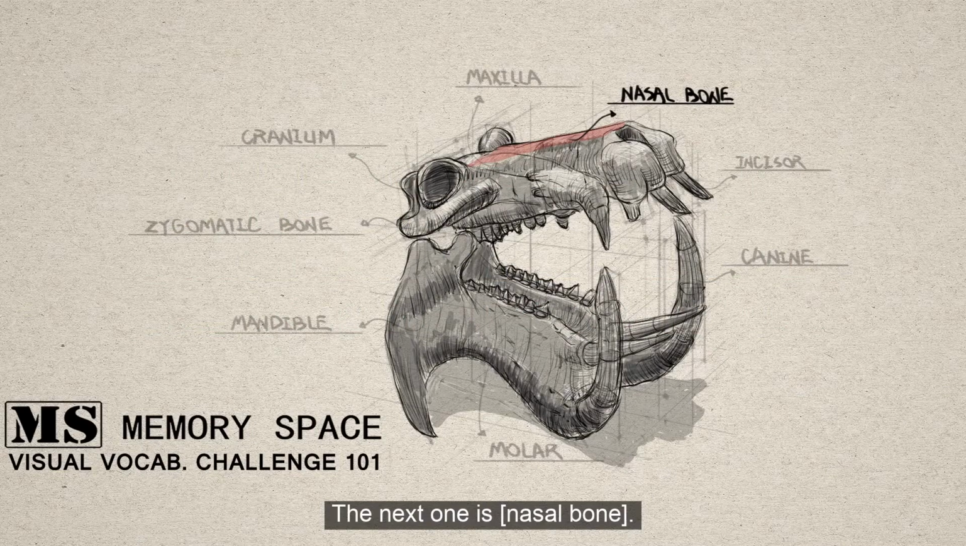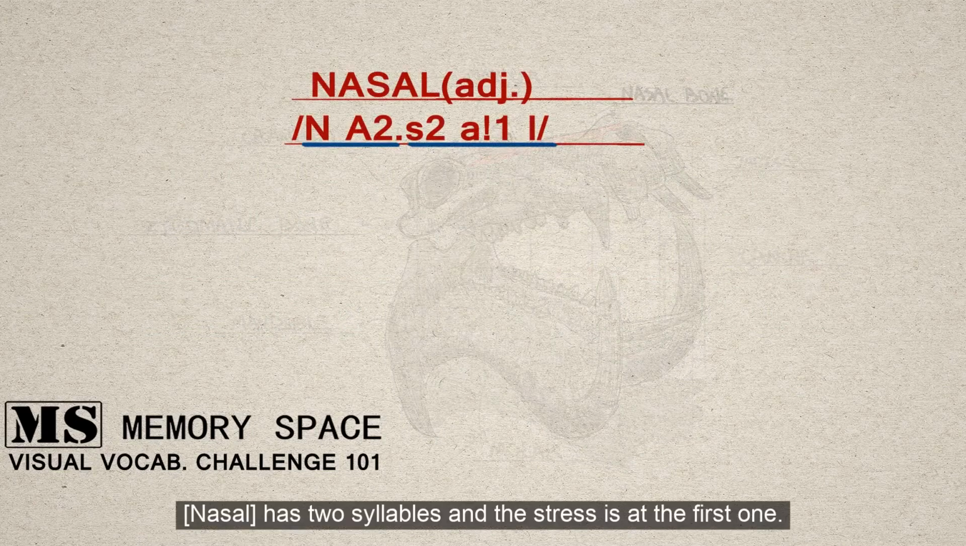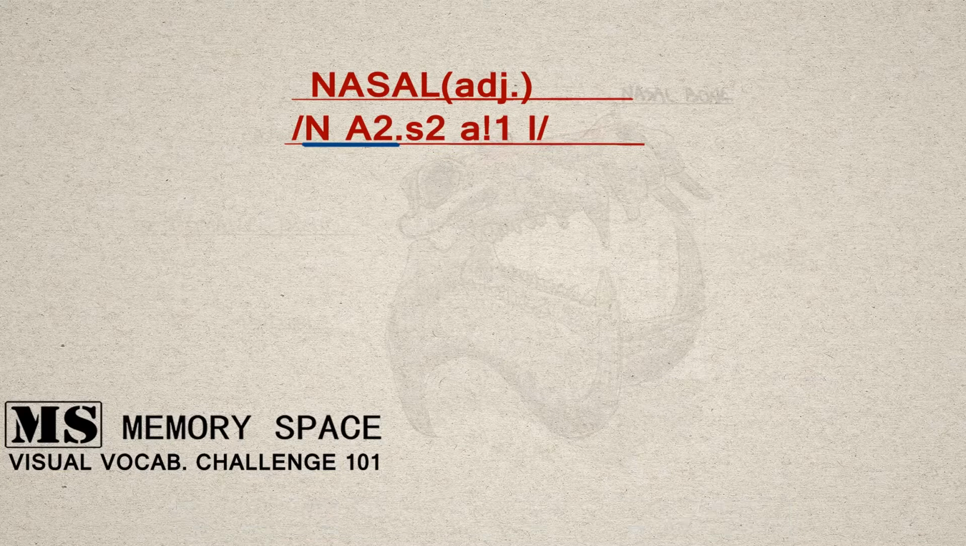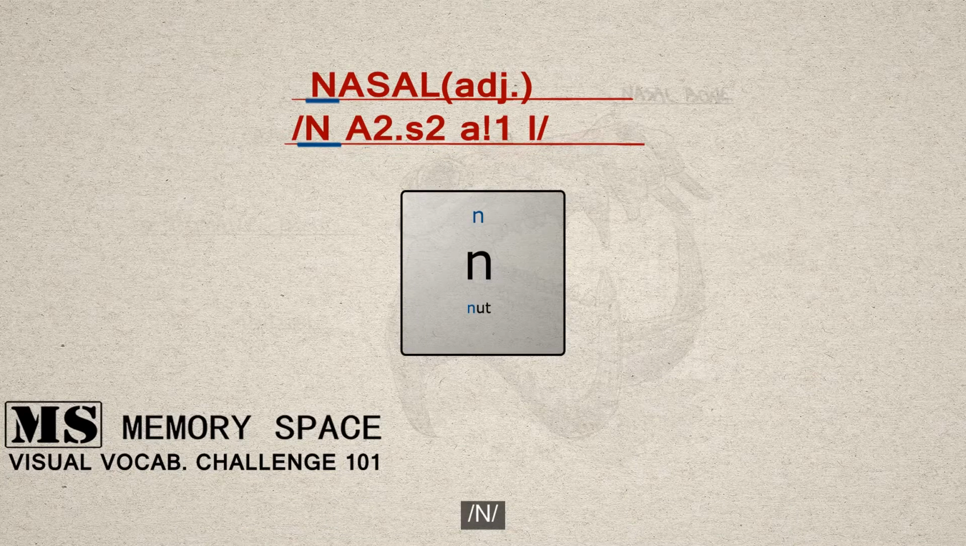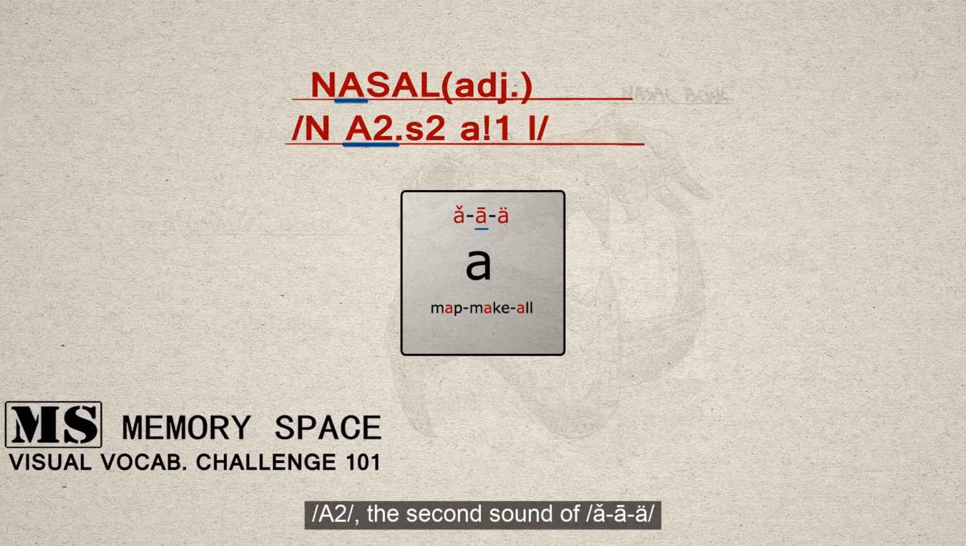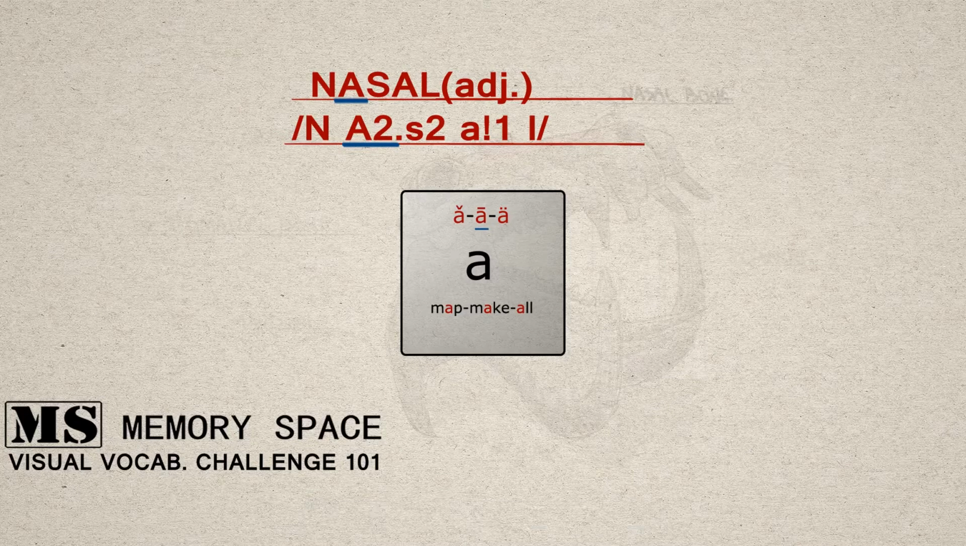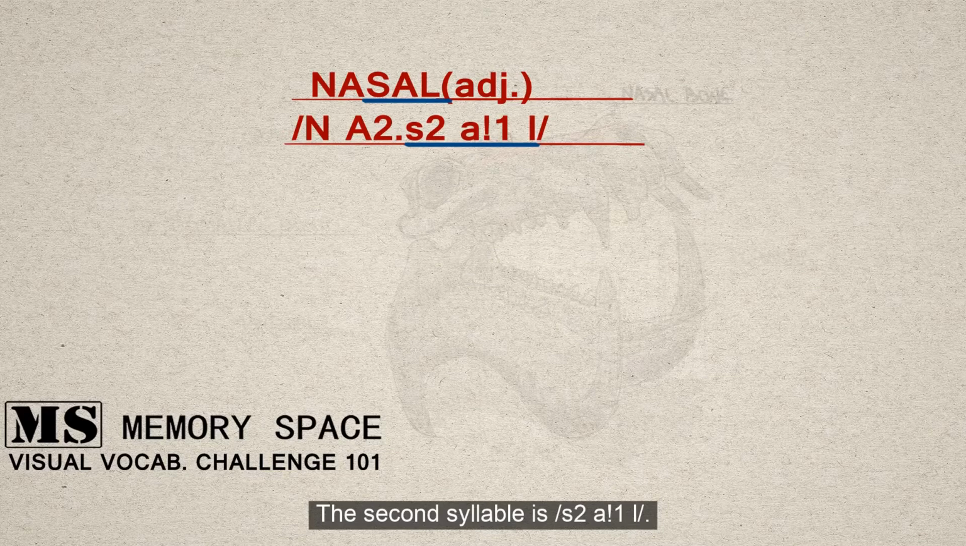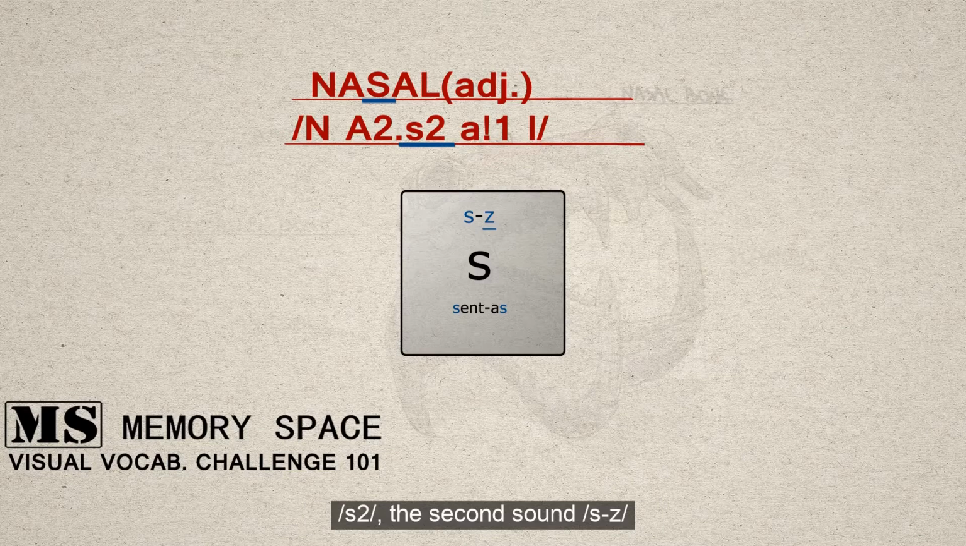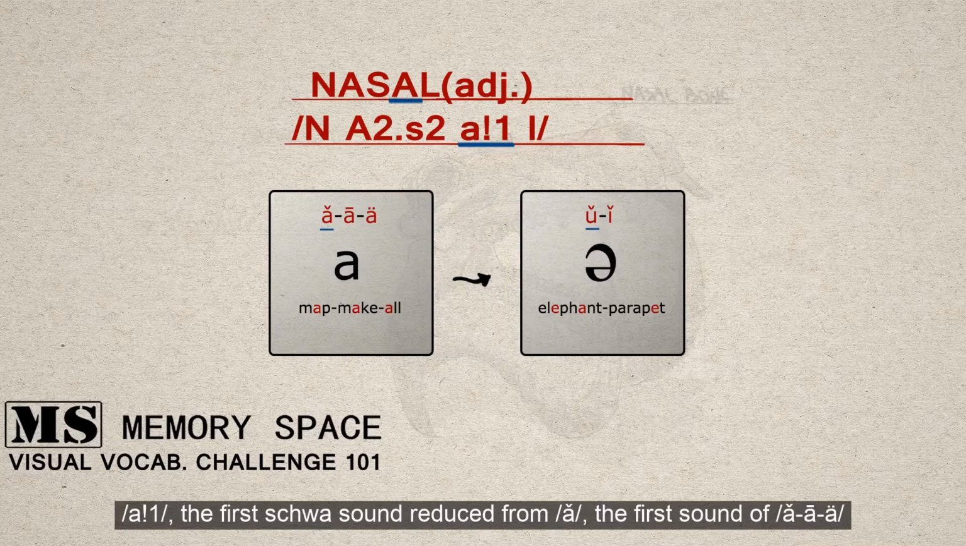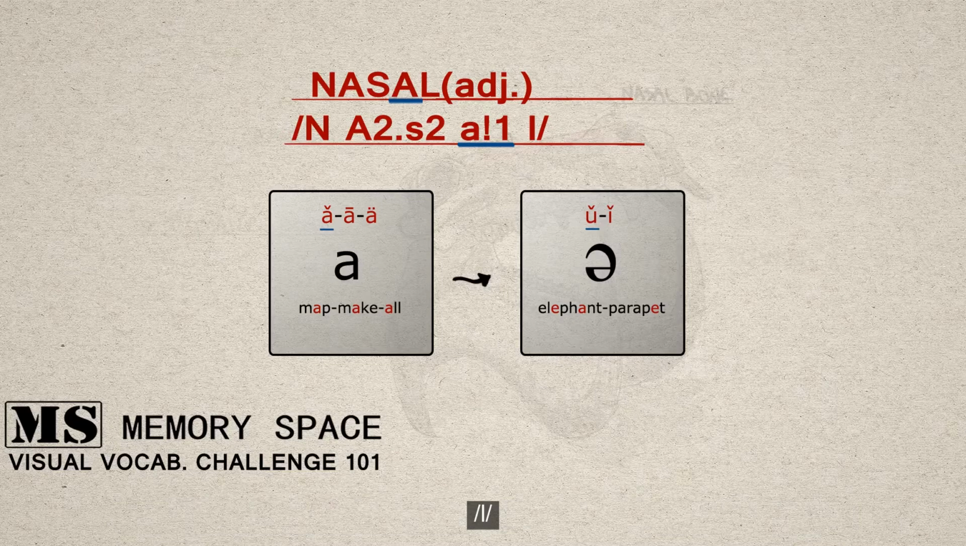The next one is nasal bone. Nasal has 2 syllables and the stress is at the first one. The first syllable is nay. A, the second sound of a, e, r. The second syllable is zuhl. Z, the second sound of s. The first schwa sound reduced from a. L, the first sound of l.